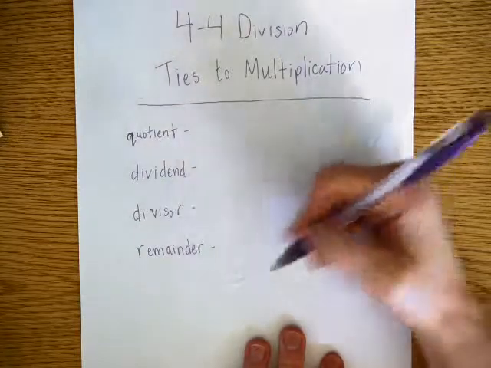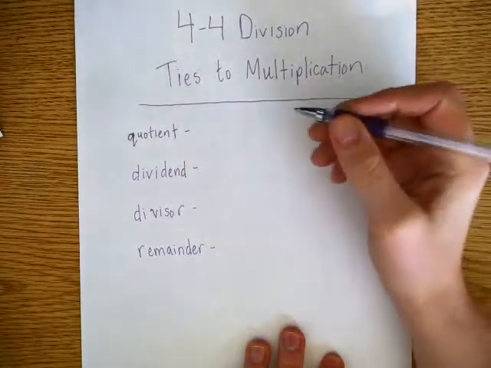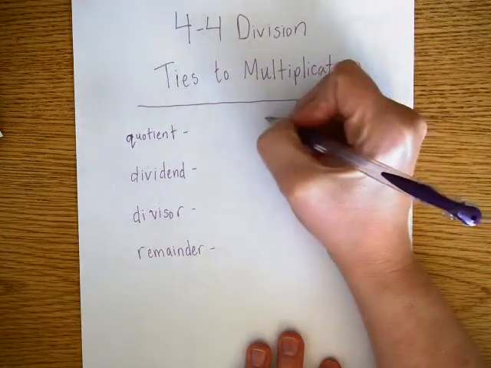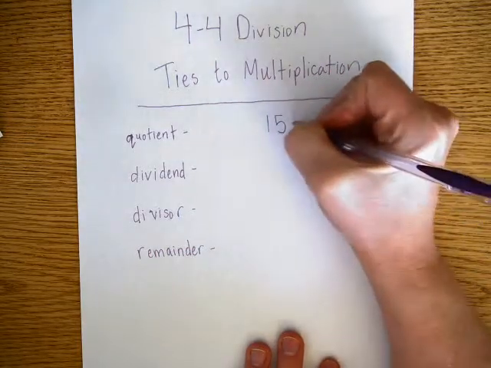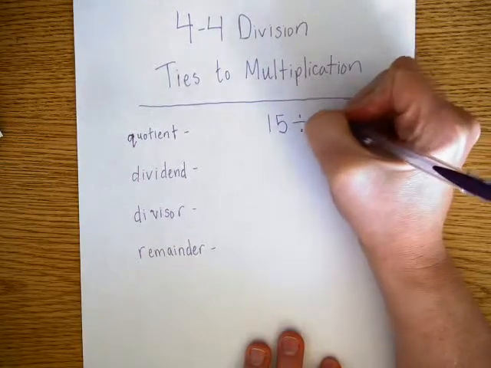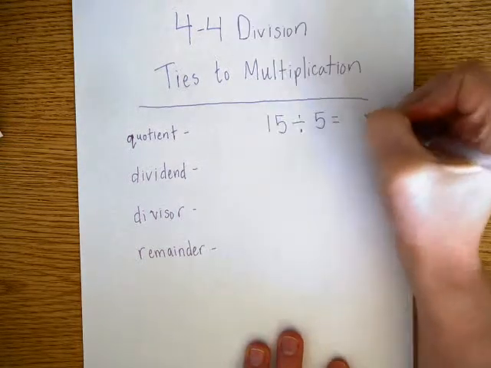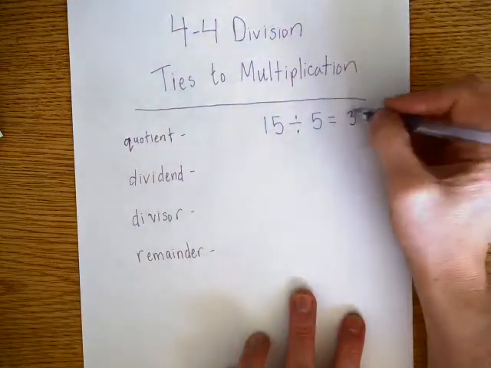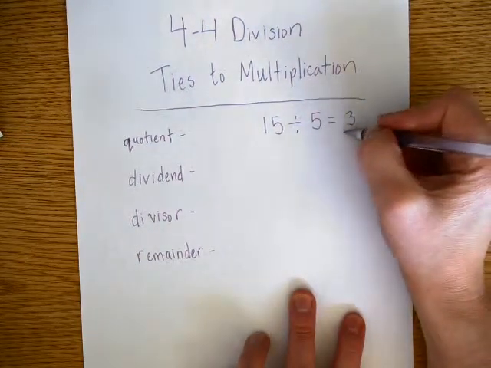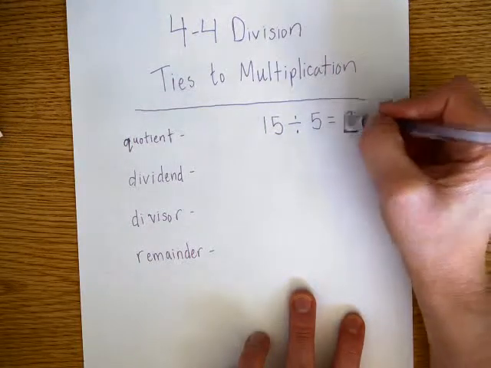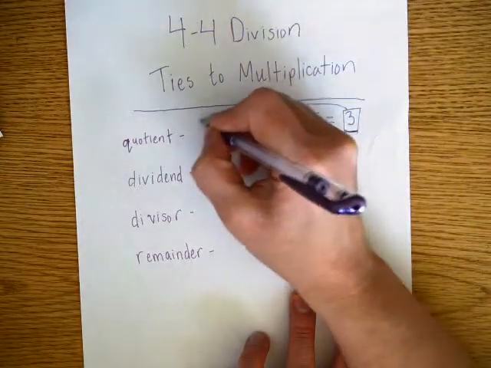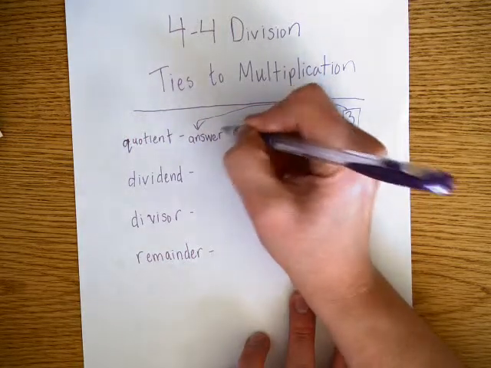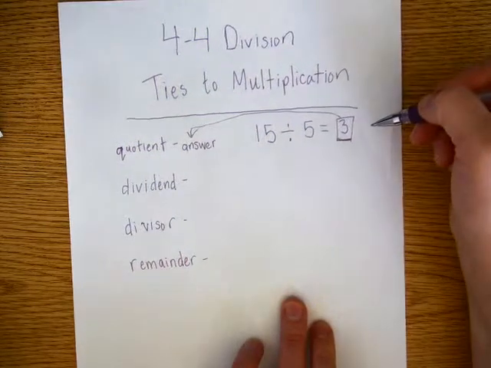In order to model these vocabulary words, I'm just going to use a division problem. So if we have, let's say, 15 divided by 5, and then we have an answer which is 3. So in this case, 15 divided by 5 equals 3. We know the answer is 3, so the answer is the quotient. This is the answer to a division problem. It has a special name, and it's called the quotient.